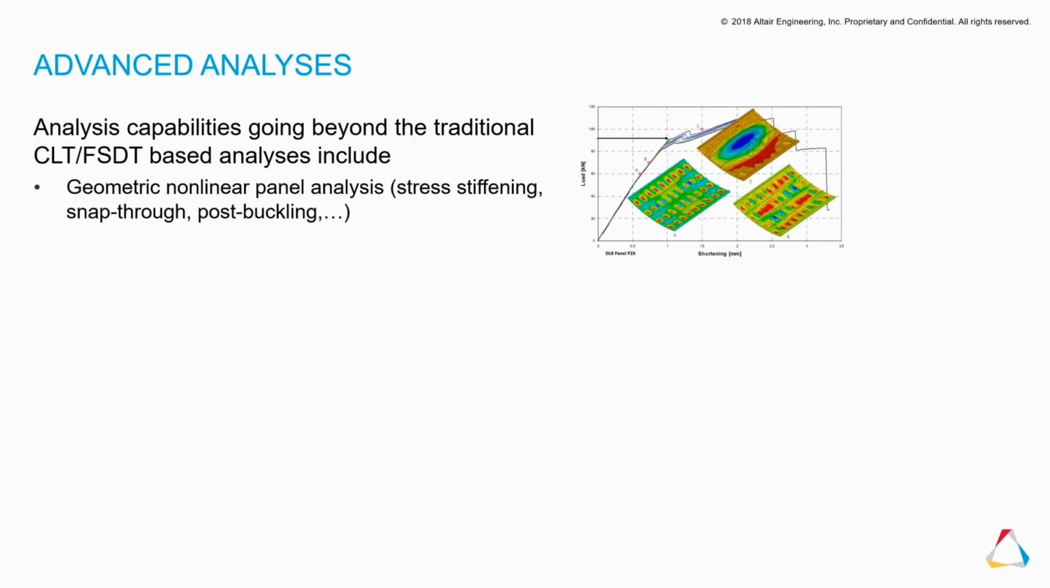Some of the advanced analysis capabilities, which go beyond the typical classical lamination theory and first order shear deformation theory, include a geometric nonlinear panel analysis, where this analysis can tell us about the stress stiffening effects. It can also depict snap-through in certain panel configurations, and we can go into the post-buckling area and get quite good results, as we have compared to some of the studies done on such panels.